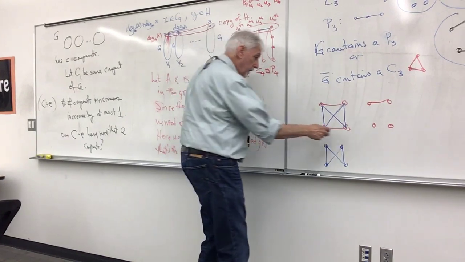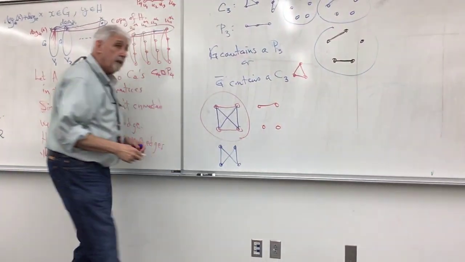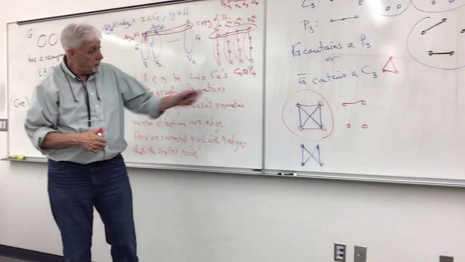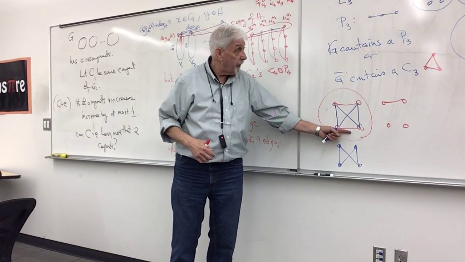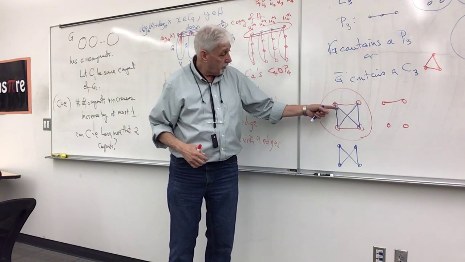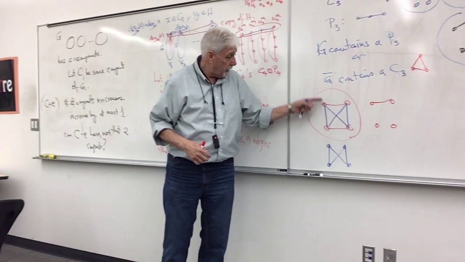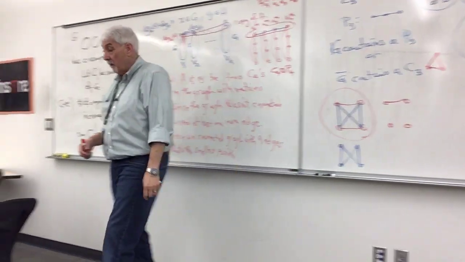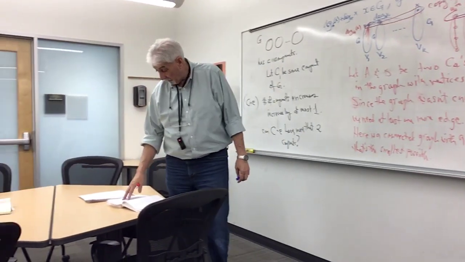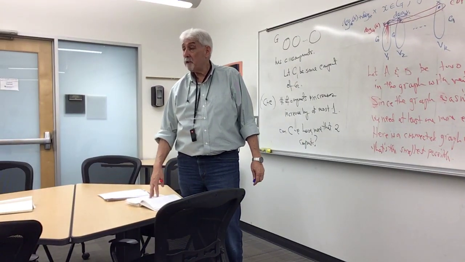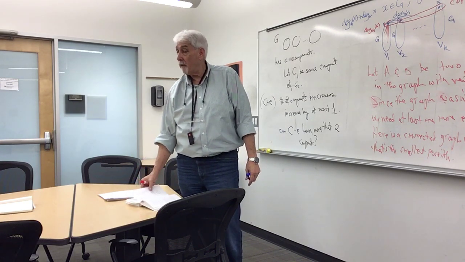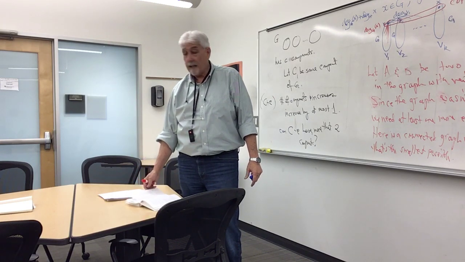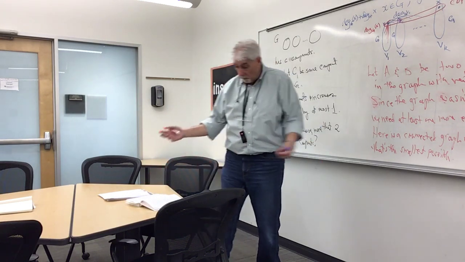Here is a graph on 4 vertices. Either the blue graph doesn't contain a C3 and the complement doesn't contain a P3, or the graph doesn't contain a P3 and the complement doesn't contain a C3. Okay, so you've shown that. Questions? This is a fundamental part of a lot of graph theory, this idea of extremal problems like this.